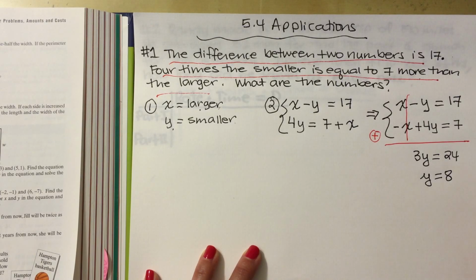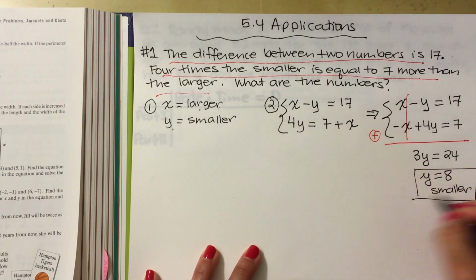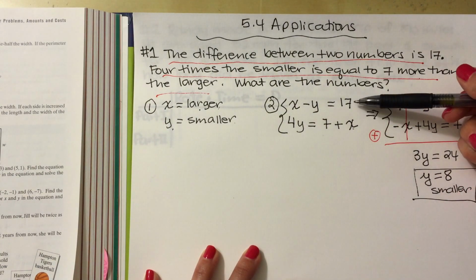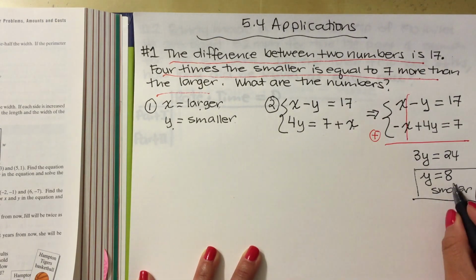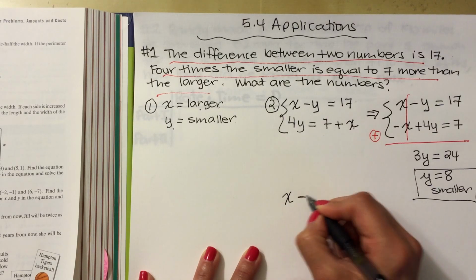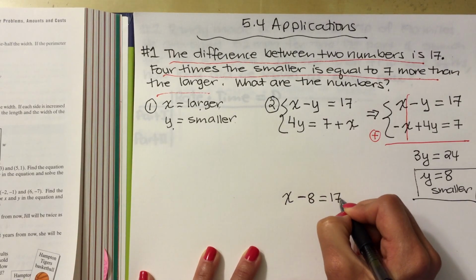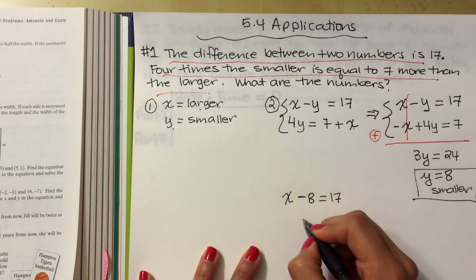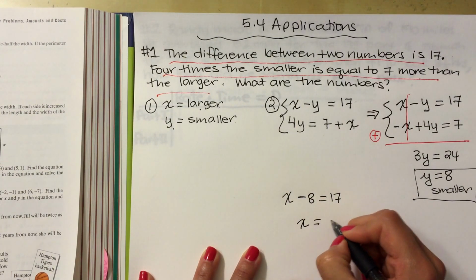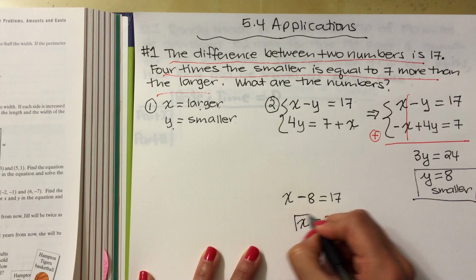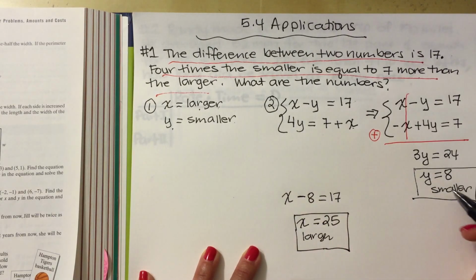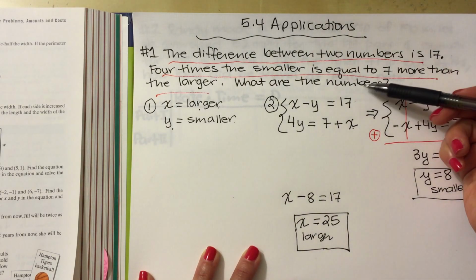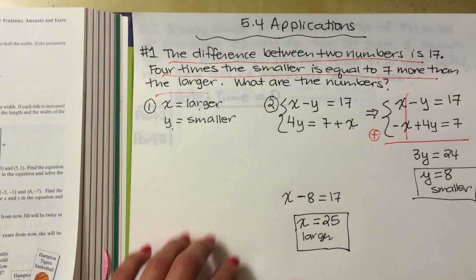So basically the smaller number is 8. What's the larger number? Go back to one of your equations. Use equation 1. It's easier to get x. So we substitute for y. We have x minus 8 is equal to 17. And then you're going to add 8 to both sides, and x comes out to be 25. And that is our larger number. And then we're done. And of course you can check your two answers. Just check, plug them back into your two equations, make sure that it works.